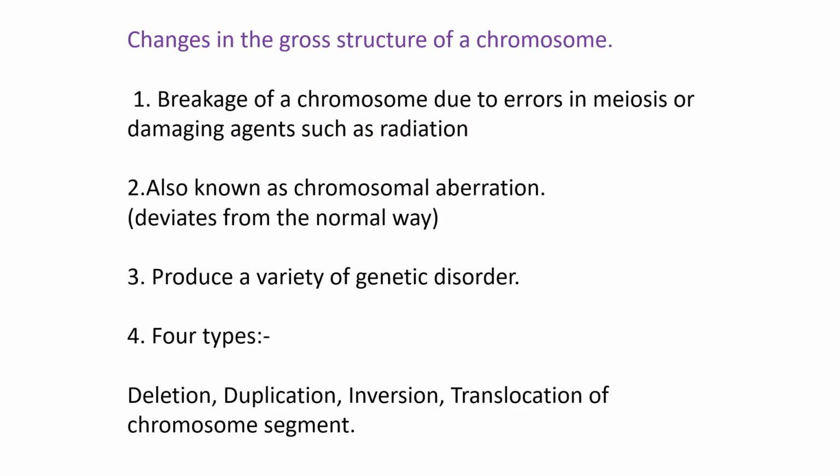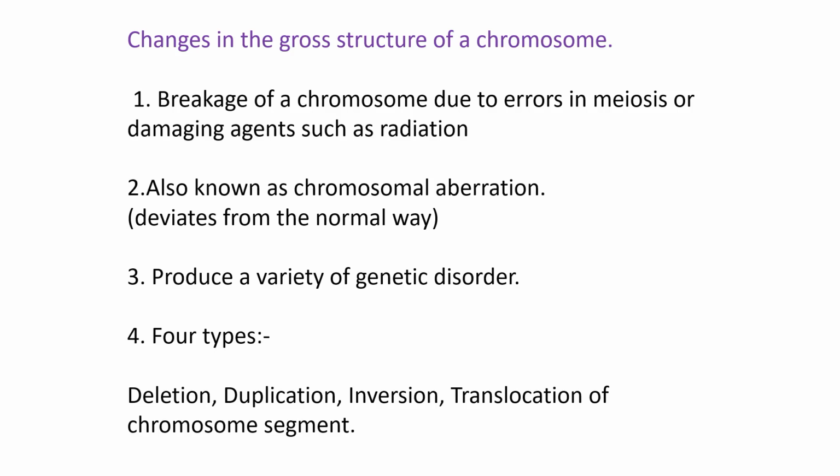Changes in the gross structure of a chromosome. Now, what are the changes in the gross structure of a chromosome? It is the breakage of a chromosome due to errors in meiosis or damaging agents such as radiation. So now you have a picture here. A part of the chromosome breaks, right? Why? Because of the action of mutagens or errors during meiosis. These changes in the gross structure of a chromosome are also known as chromosomal aberration.